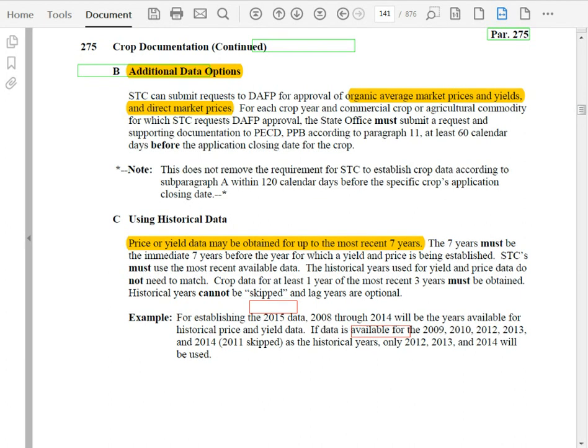When the state committee is setting their price and yields, they can look at up to the most recent 7 years of data available to them. Those 7 years must be consecutive. They can't be skips, and so if they are missing any years in that period, the information prior to that break in data is not applicable.